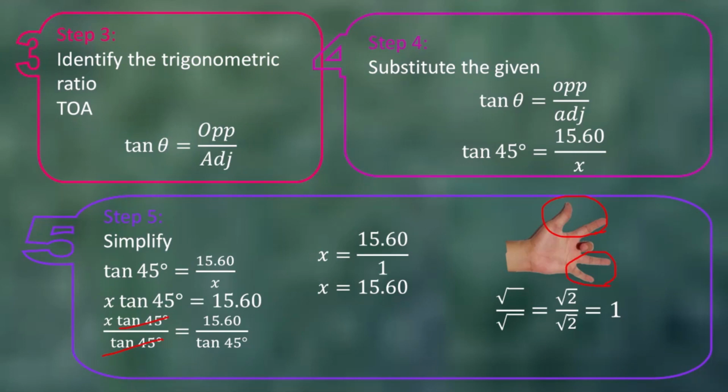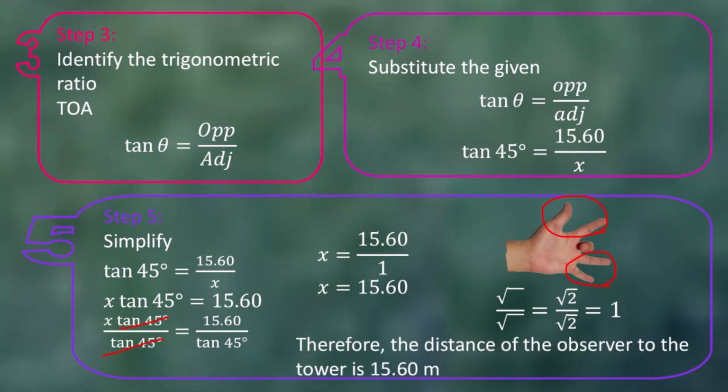Then, 15.60 divided by 1 is 15.60. Therefore, kailangan po natin ng conclusion. Therefore, the distance of the observer to the tower is 15.60 meter. And po, sasagutan natin yung example number 1.